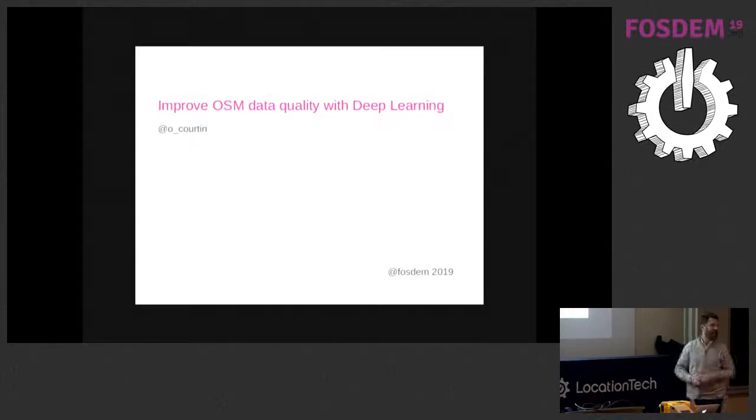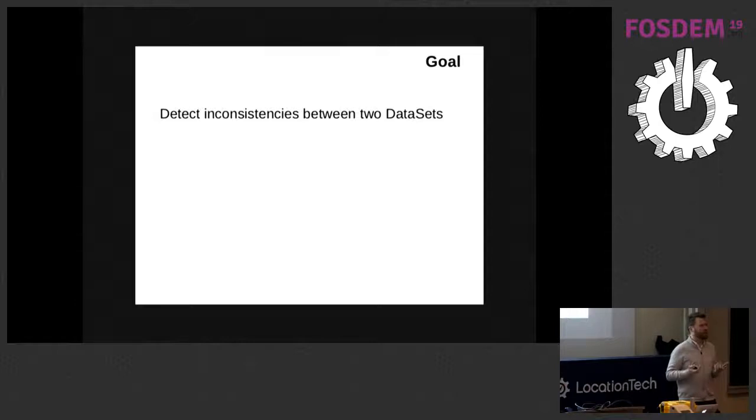Thanks to those who came early this morning. The first presentation today is about how we can use deep learning to improve data quality of a data set, and here we took OpenStreetMap as an example. The goal of this presentation is to show how we can detect inconsistency between two data sets. Between these two data sets, we can highlight where there is some issue that a human has to check, to verify if everything is alright, yes or no.